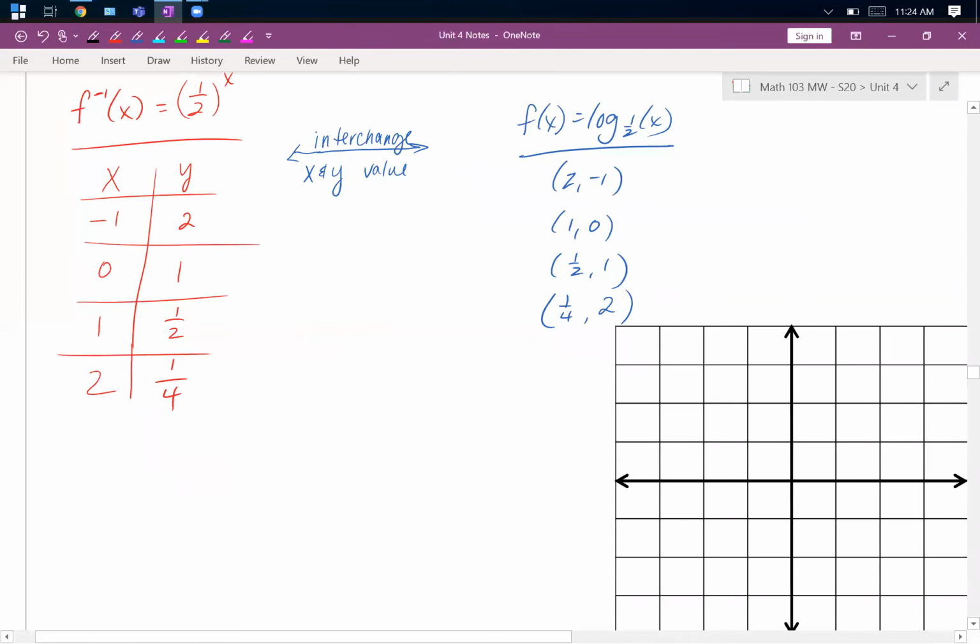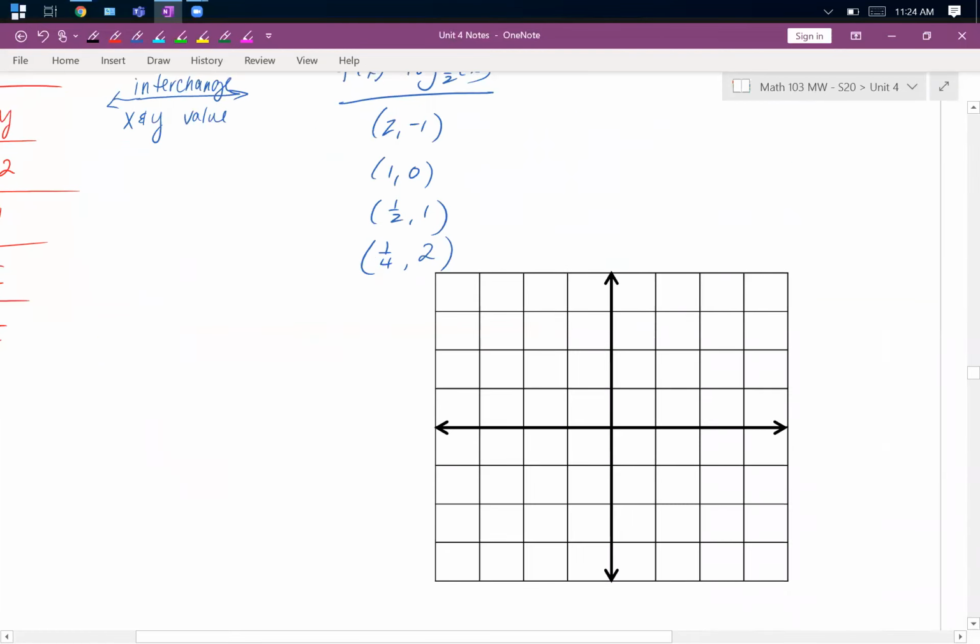Let's plot these 4 points then. Remember that your logarithmic function always has a vertical asymptote on the y-axis.